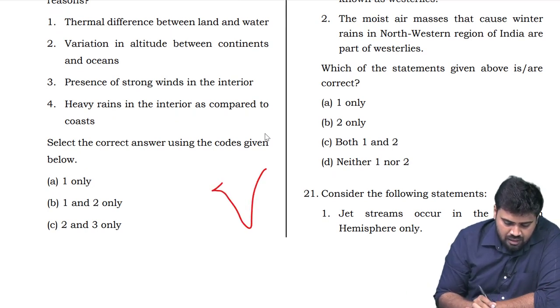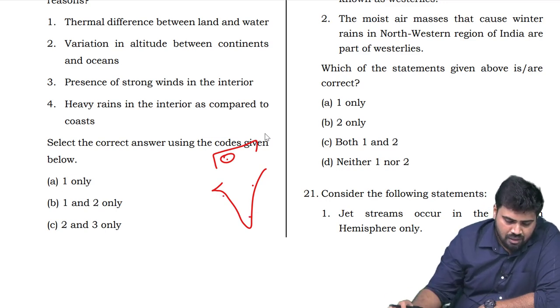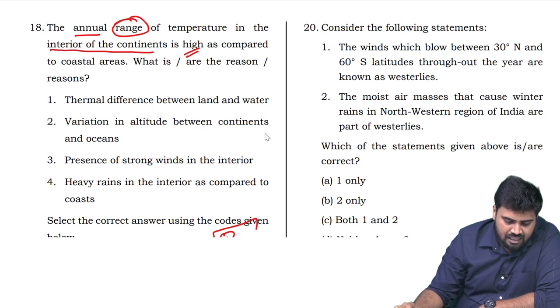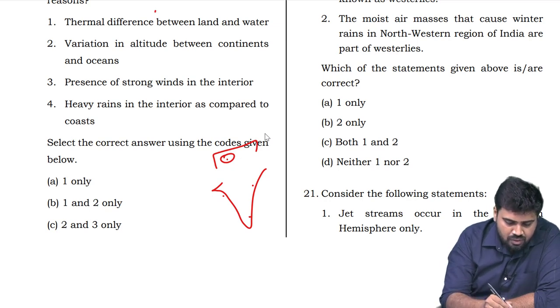If you consider India, we can take Delhi, or any coastal city, Kolkata, Chennai or Mumbai. Compared to the coastal cities, the interior parts of the continents have an extreme range of temperature. The reason is the continentality effect.